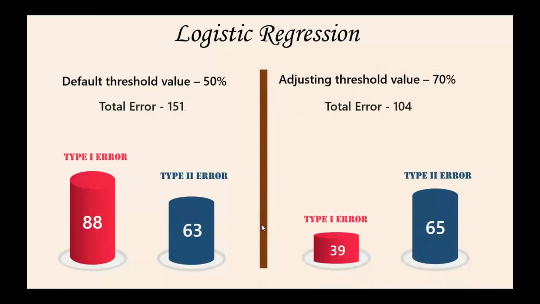To improve on these results, we tuned the threshold to 70%, meaning we increased the weightage of class 0, the non-defaulters, to 70% and 30% for the defaulters. Here we can see a reduction in total error from 151 to 104. Type 1 error has drastically reduced from 88 to 39, while there is a slight increase in type 2 error from 63 to 65.